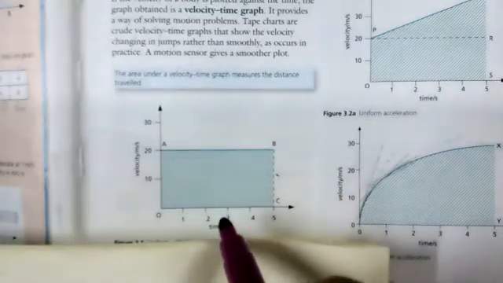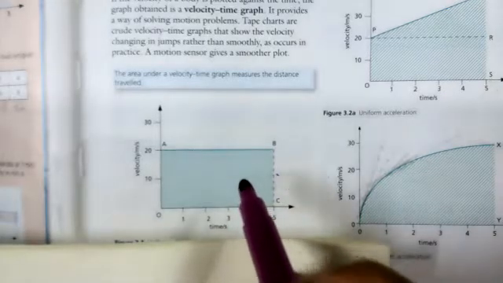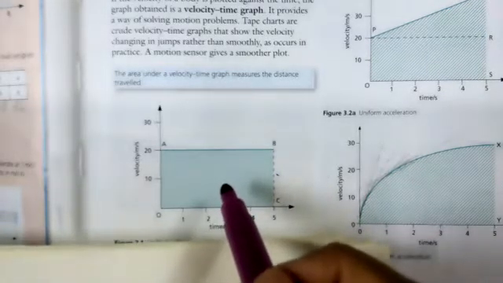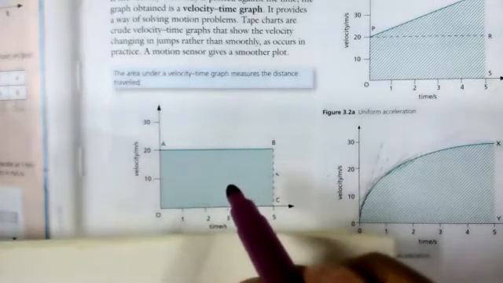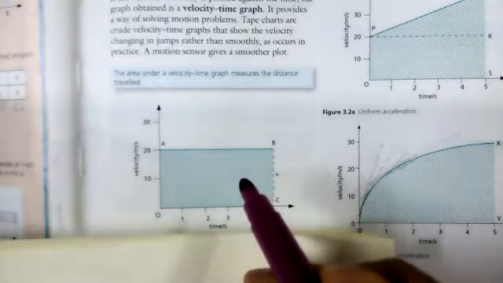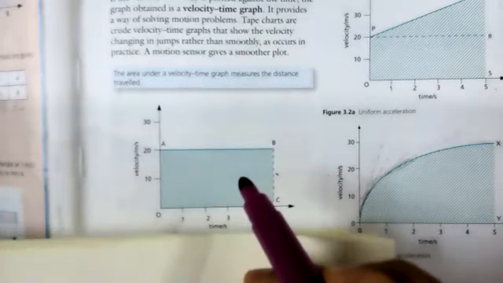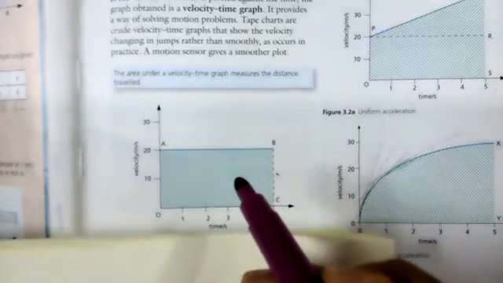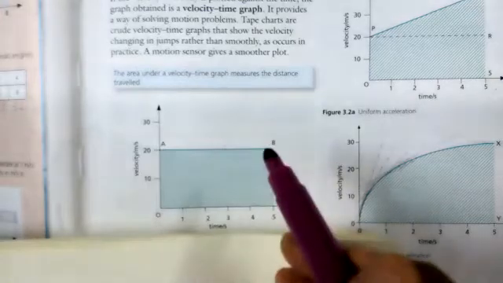Now, in this particular graph, tell me what is the velocity and what is the acceleration? Yes, Zainab? Velocity is 20 meters per second, and over here it's a straight line. So it's telling that the velocity is constant. And when velocity is constant, that means there's no acceleration. Yes, so zero acceleration. No acceleration because the velocity is not changing.